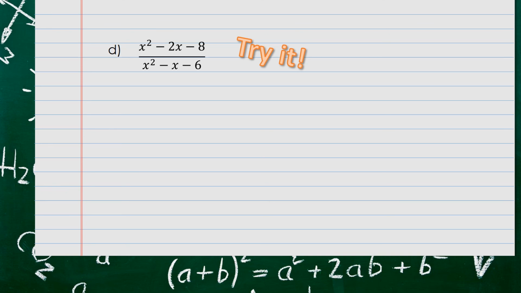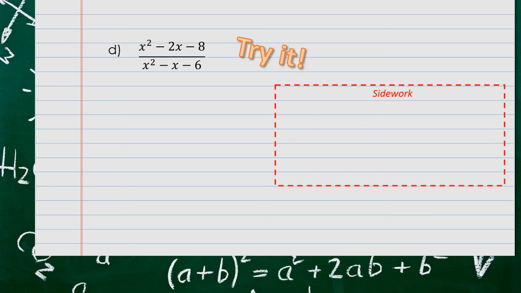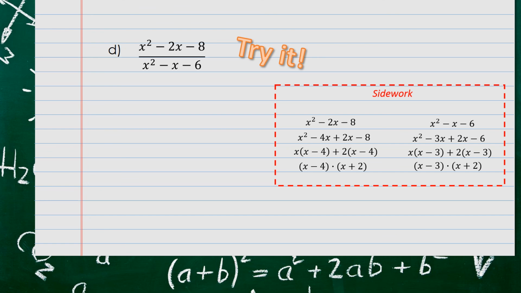Okay, let's see how you did. On the side, you should have the following for your numerator. I have all my factoring work shown on the side and all of your denominator work. When you bring it together, it should look like x minus 4 times x plus 2 all over x minus 3 times x plus 2. Your common factor should have been the x plus 2's, which reduced to a value of 1, leaving you x minus 4 all over x minus 3.